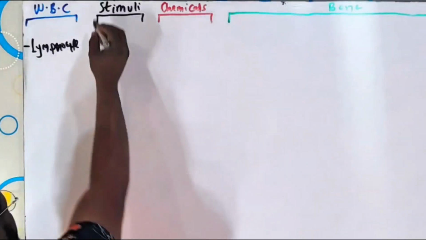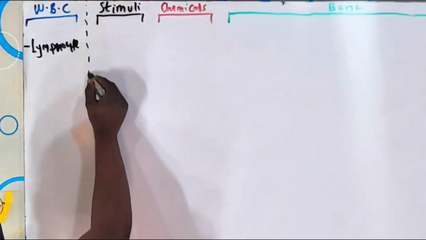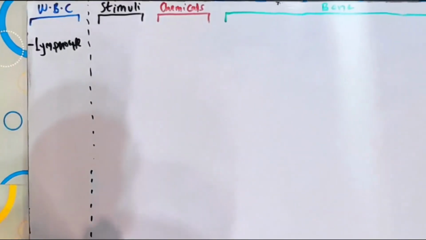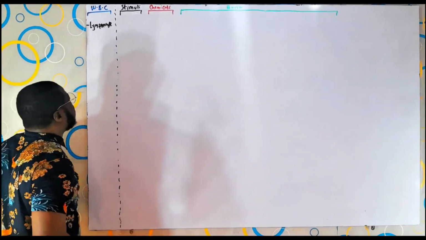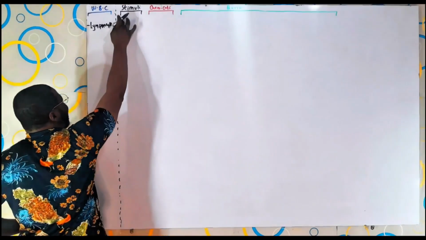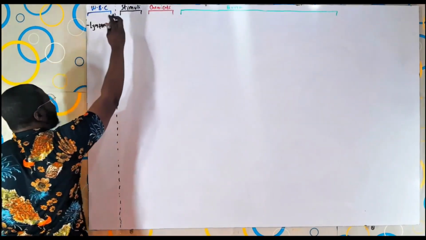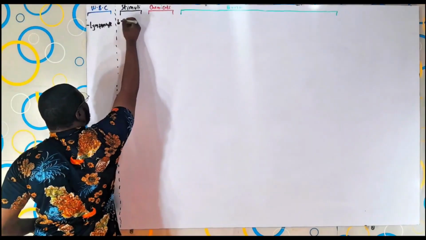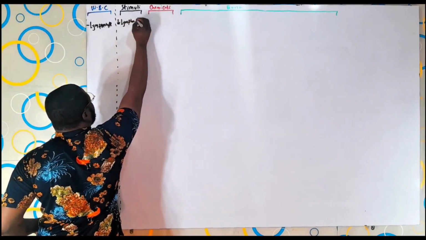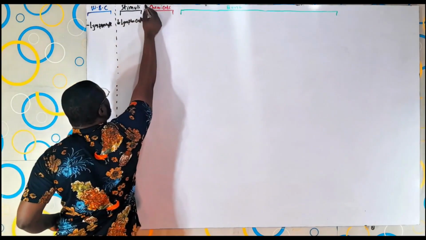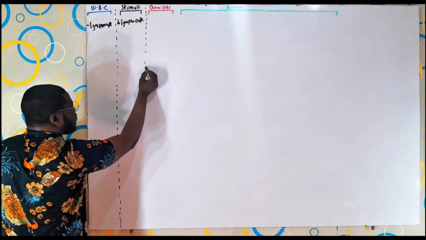Now, if this is the lymphocyte, how do you think it develops? The stimuli that will bring about the production of lymphocytes is a reduction in its count itself, or infection. That will be the what? The stimuli.